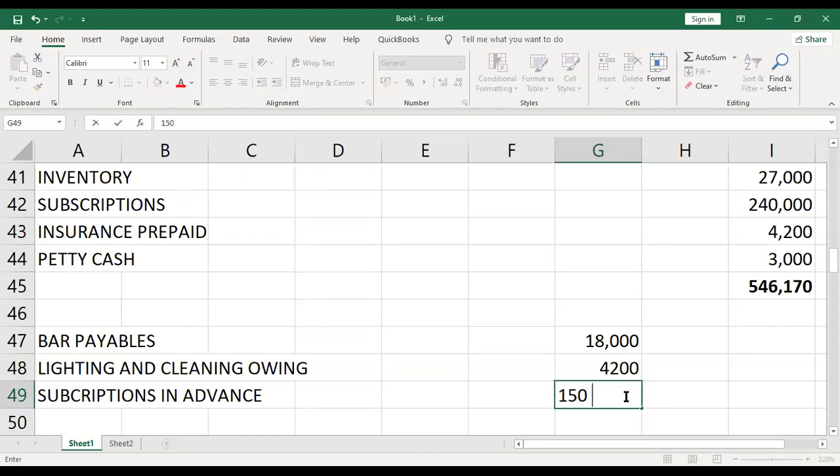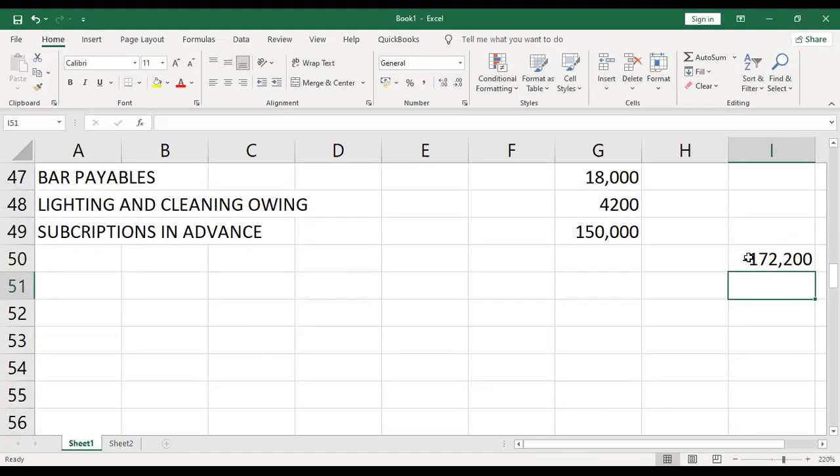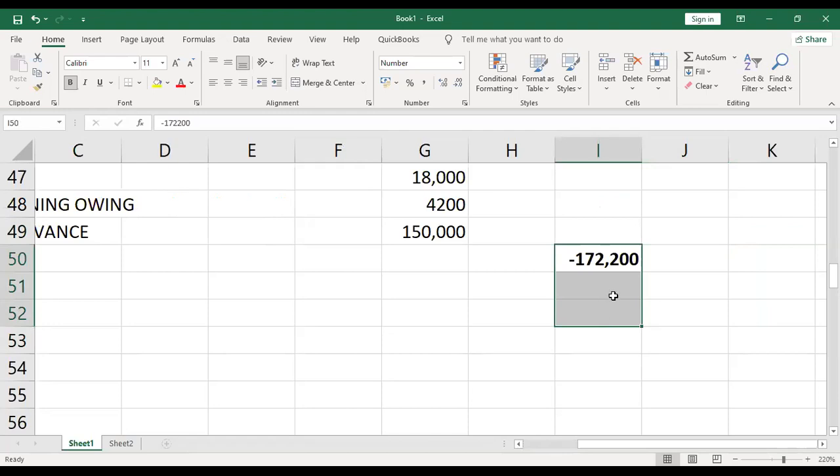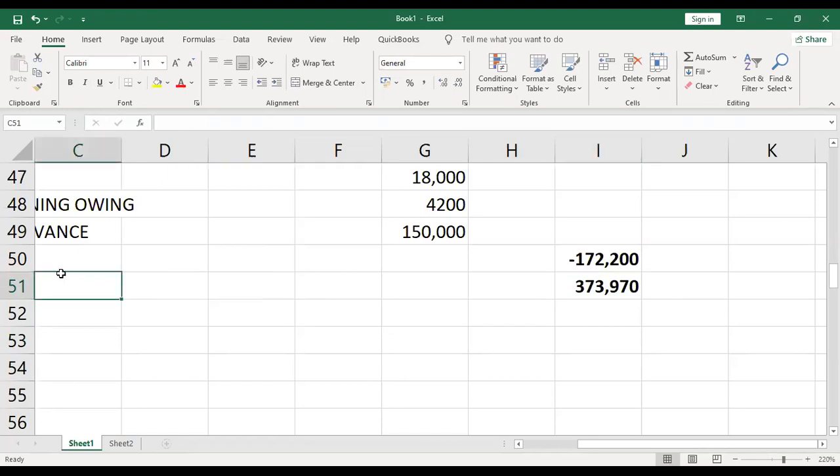We have 150,000. So if you add three of them, we will have 172,200. So subtracting that will give us 373,970. So this is accumulated fund, also known as equity reserve.